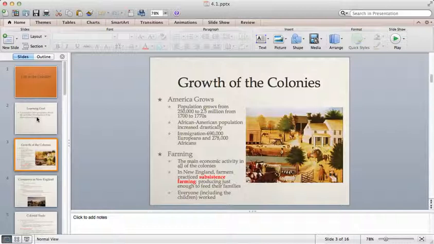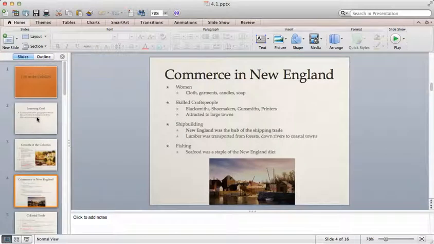Okay, in a subsistence farming situation, every person in the family is going to be contributing, is going to be working, including the children, which means that they do not have the opportunity to go to school. So commerce in New England, that's the first region we're going to focus on here. You do have a lot of people that are making a living doing things other than farming. A lot of women are out there selling craft items, cloth, garments, candles, and you have skilled craftspeople. A lot of them are in New England because they're attracted to the large towns in New England. They're there to provide a service and sell goods, so they need a lot of people to sell to.